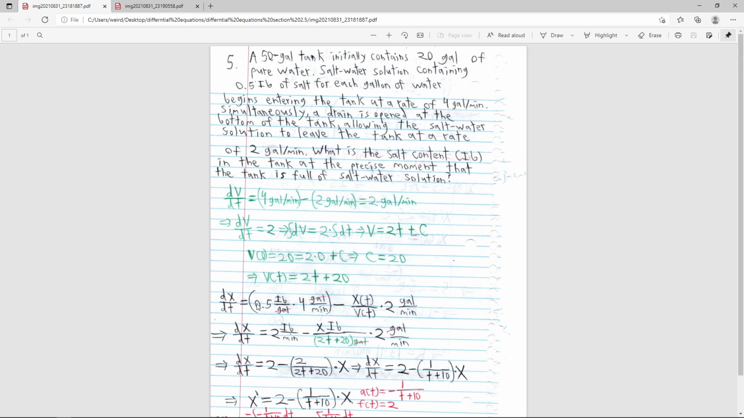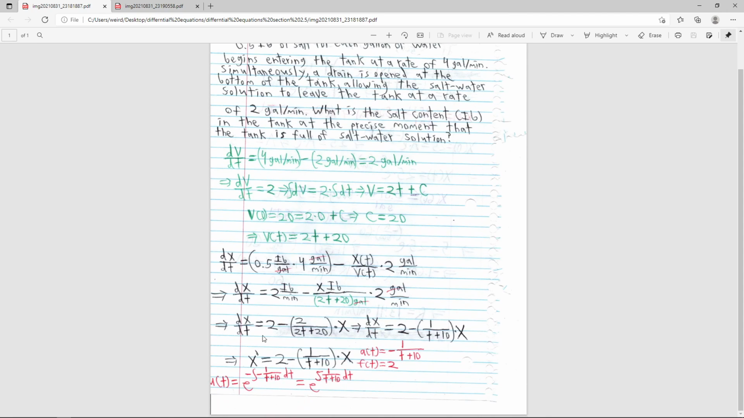So x prime of t is equal to 0.5 pounds per gallon as given, times 4 gallons per minute. So that's how it's entering, minus x of t divided by V of t times 2 gallons per minute. So 2 pounds per minute is what we get, minus x pounds divided by 2t plus 20 gallons times 2 gallons per minute. So what we ultimately have is 2 minus 2 divided by 2t plus 20 times x.